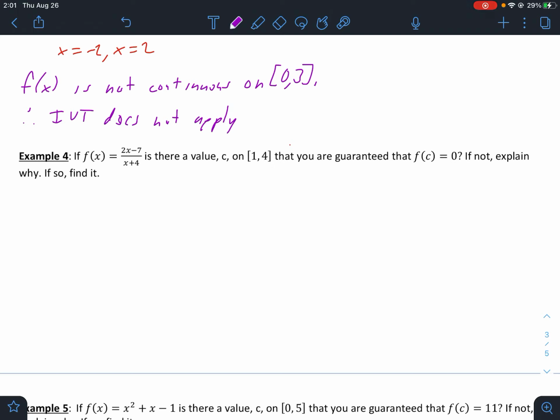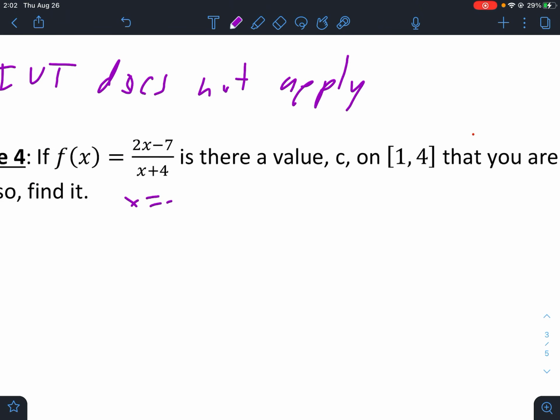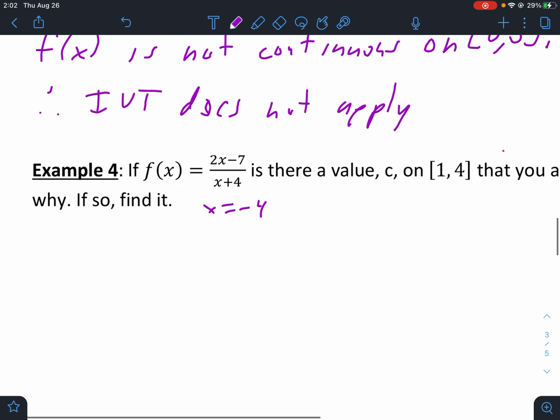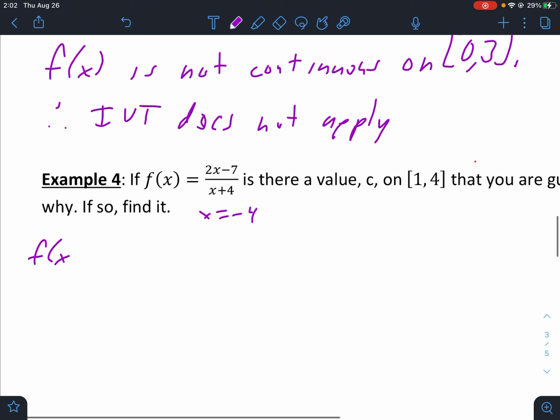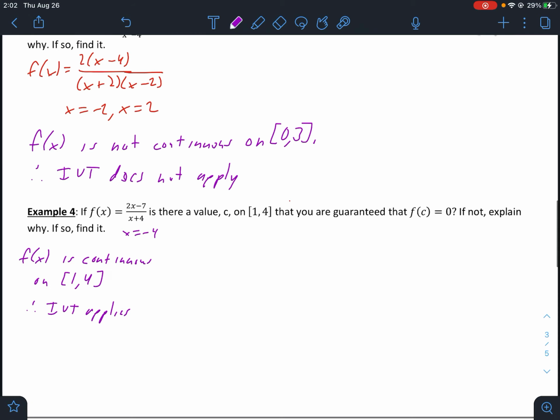All right, example 4, again, we have a rational function here. So let's see where it's not continuous. It's not continuous at x equals -4. Is -4 on our interval here? It is not. So therefore, we could say f of x is continuous on the interval 1 to 4. So therefore, the IVT does apply.